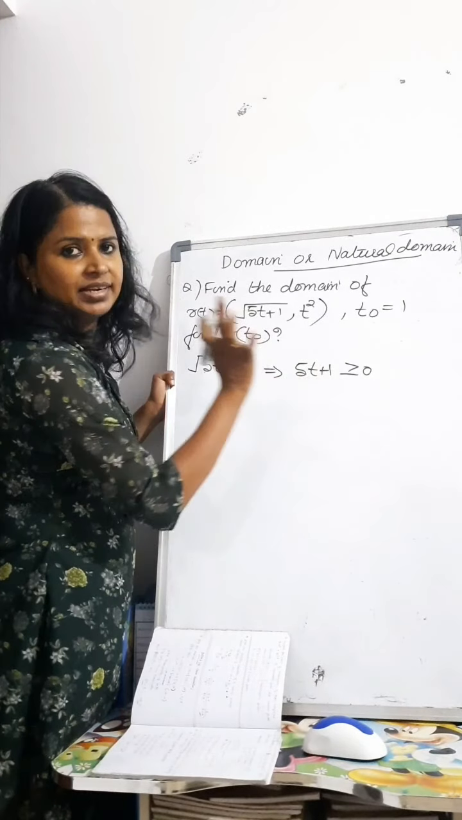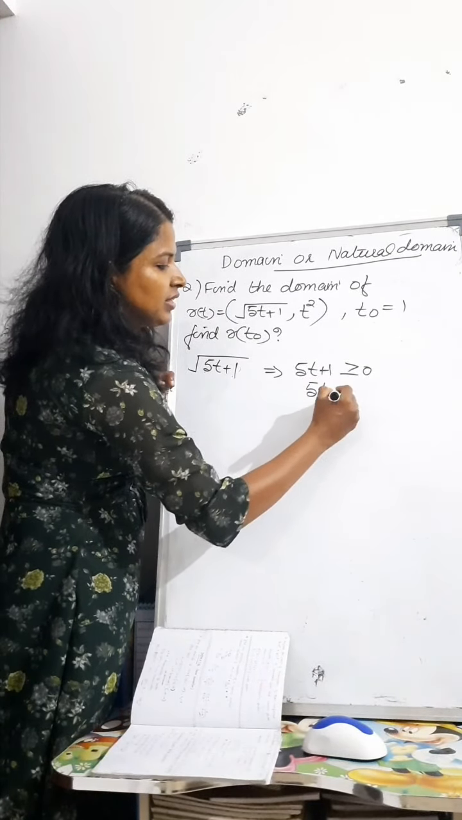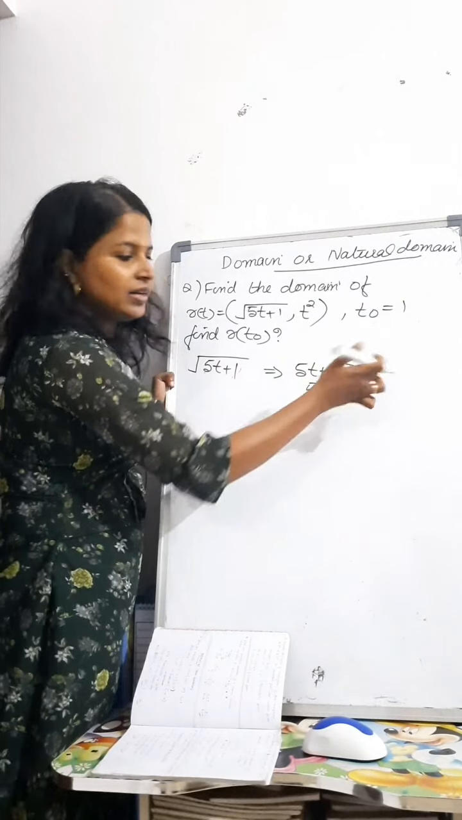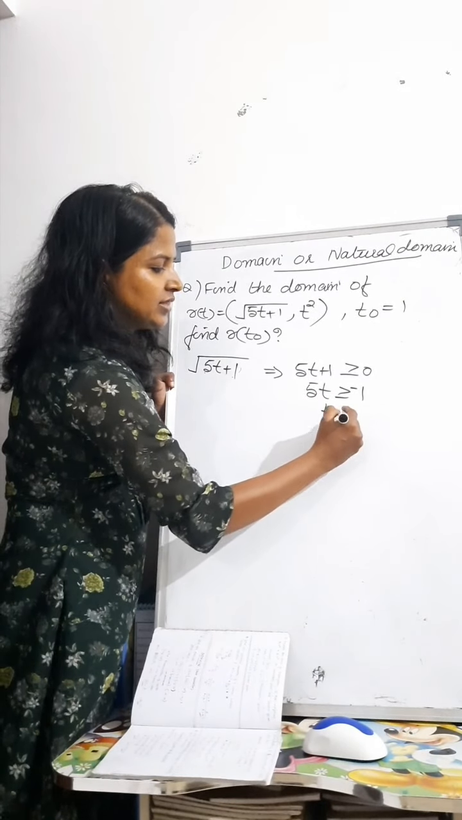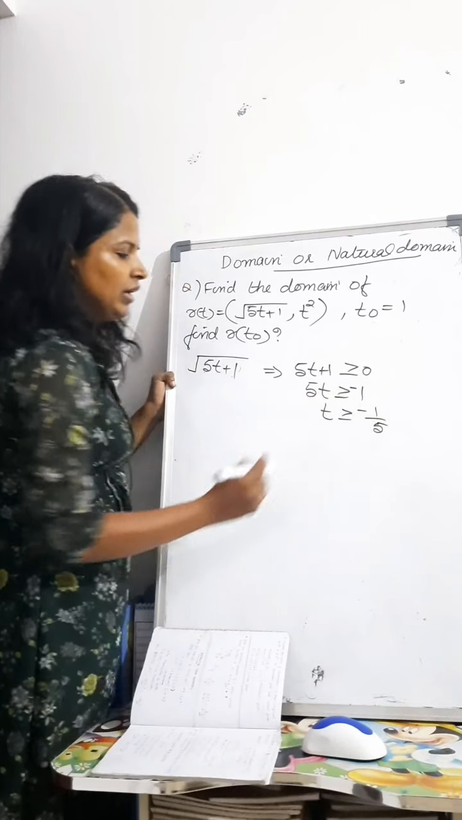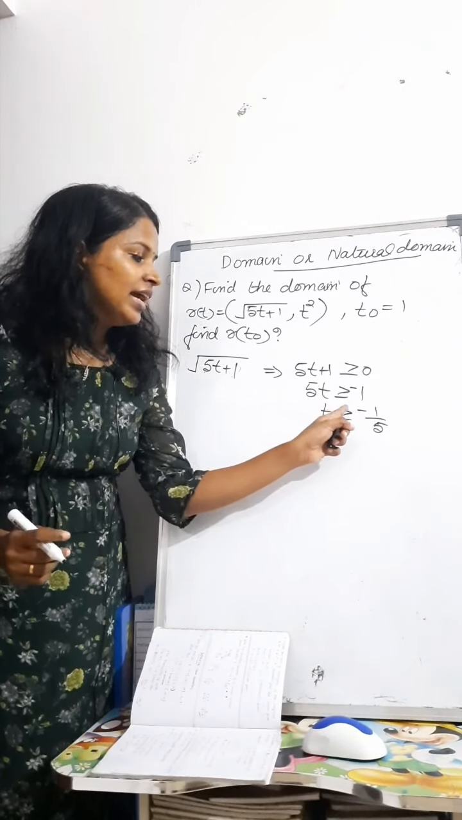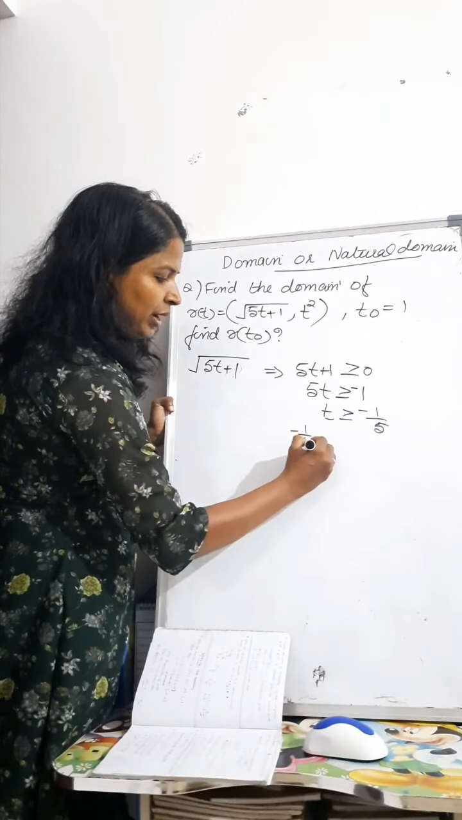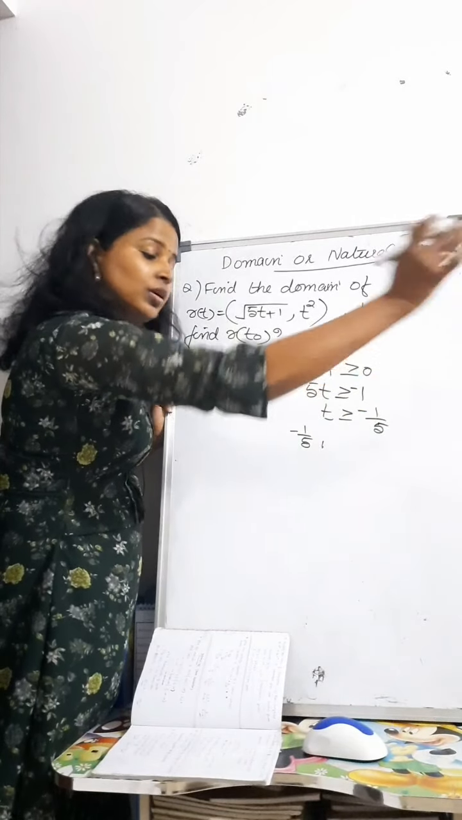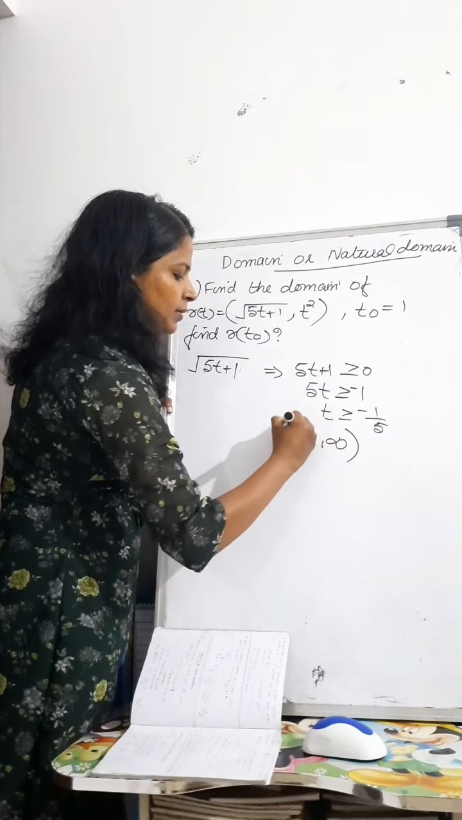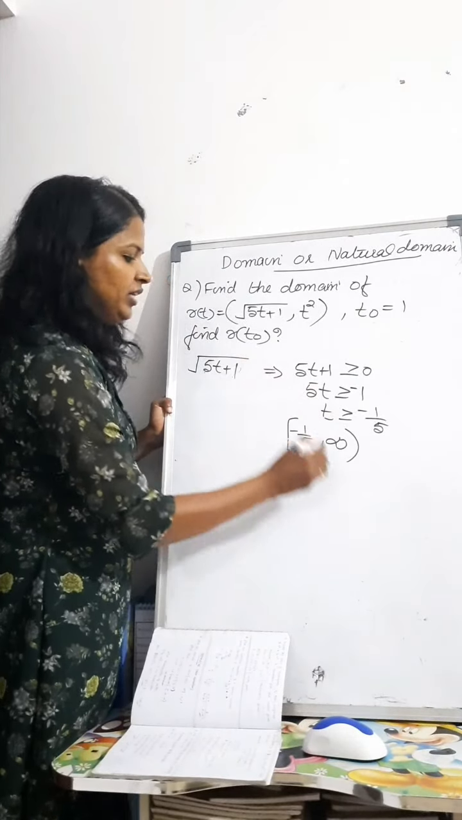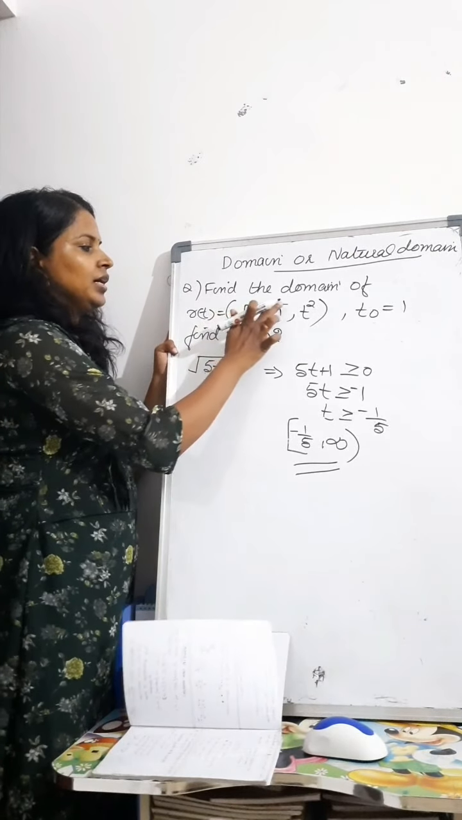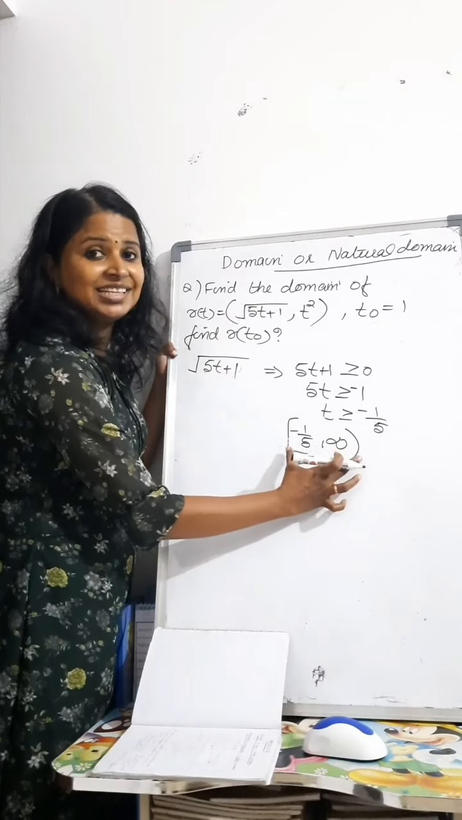So 5t plus 1 is greater than or equal to 0. That is 5t is greater than or equal to minus 1. Take the plus 1 to the right side. We get minus 1. Then t is greater than or equal to minus 1 by 5. That is, the value of t is always greater than or equal to minus 1 by 5. That is the interval, minus 1 by 5 to infinity. This root of 5t plus 1 is satisfied in this interval.